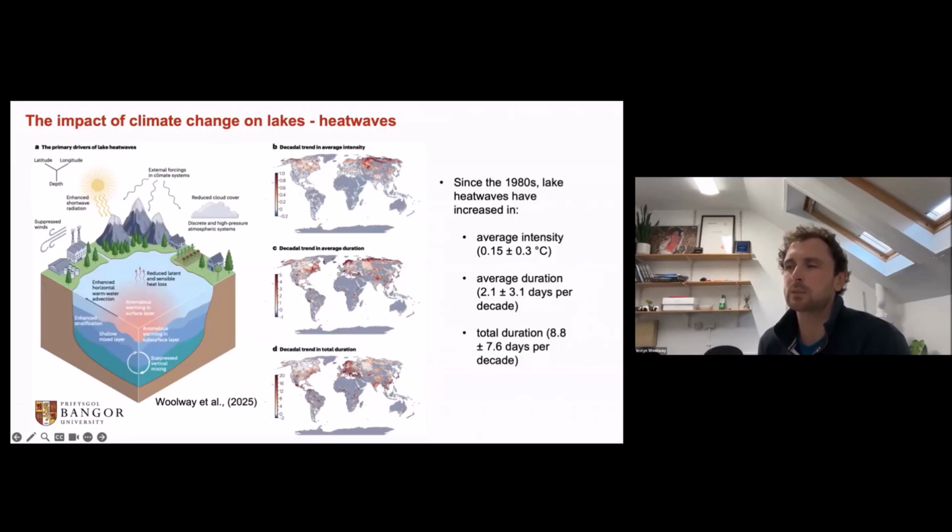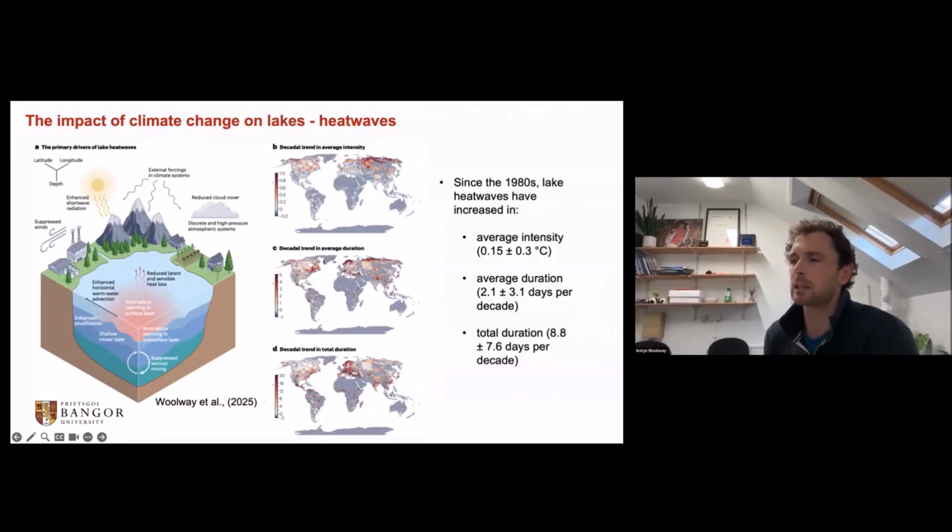So the average intensity is basically how warm these lake surface heat waves are, how far above the baseline period the heat waves will be. C is the average duration. So say if we have 10 different heat waves in a year, it's the average duration across all those events. And then D is the total, the sum of all the individual heat wave days in a year.